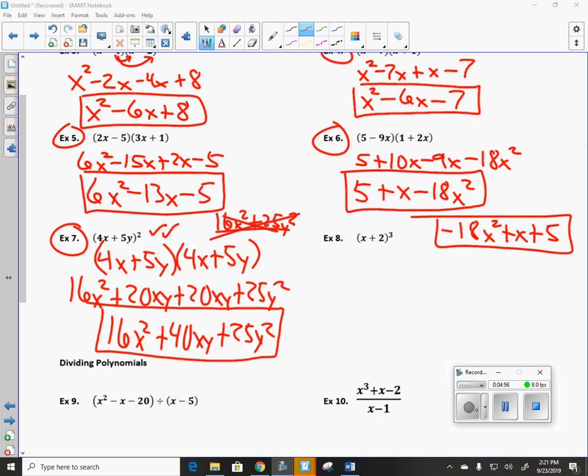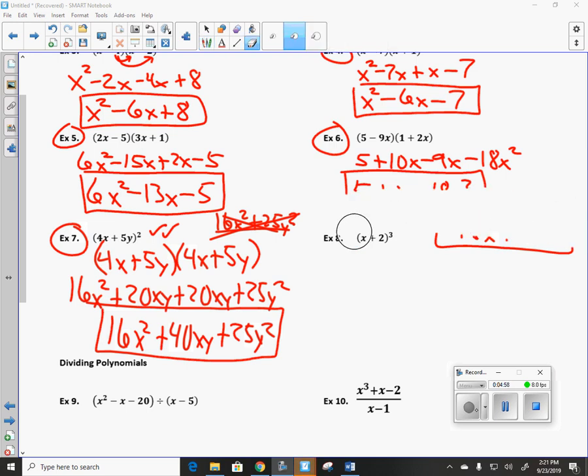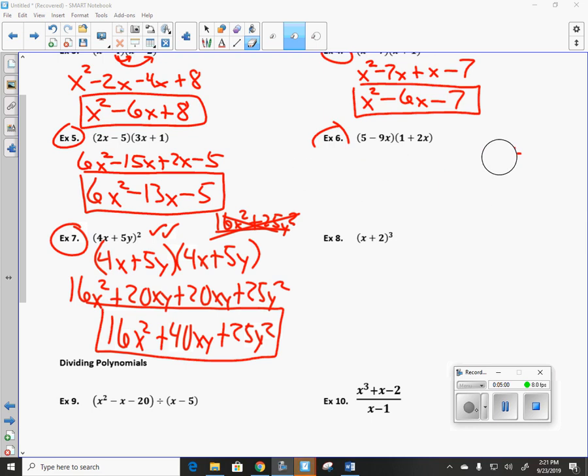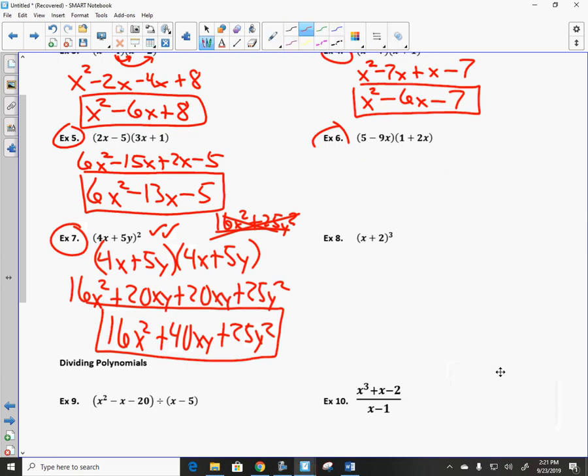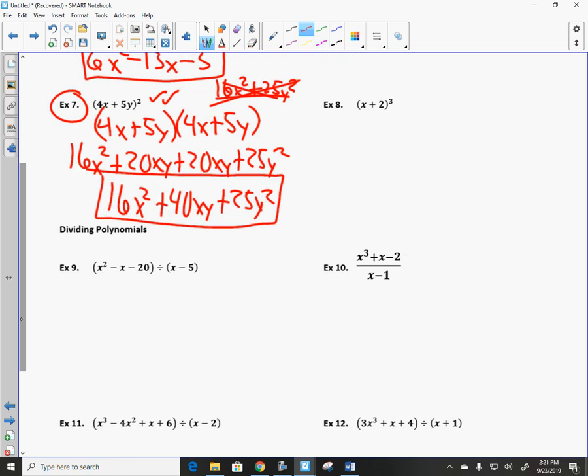So what is example number 8? How is it different from the others? It's cubed. So if it's cubed, what do I have to do? I have to do it 3 times. Now, a lot of people get frustrated by that. They're like, well, that sounds like a lot of work. Surprisingly, it's really not too bad.